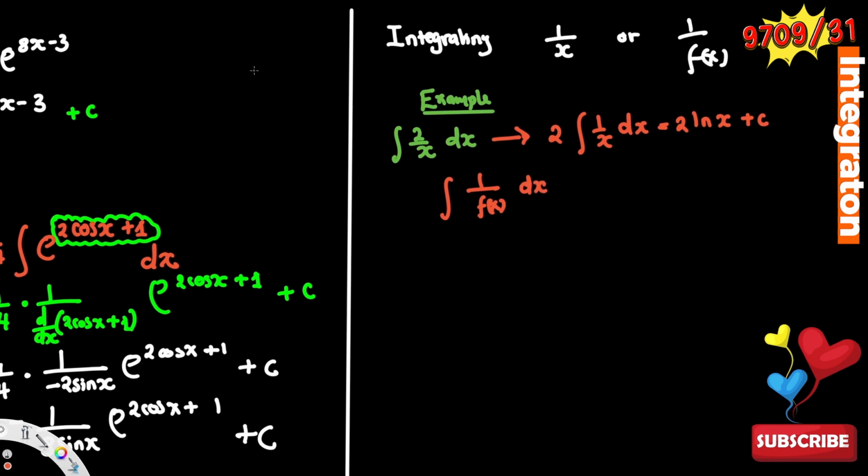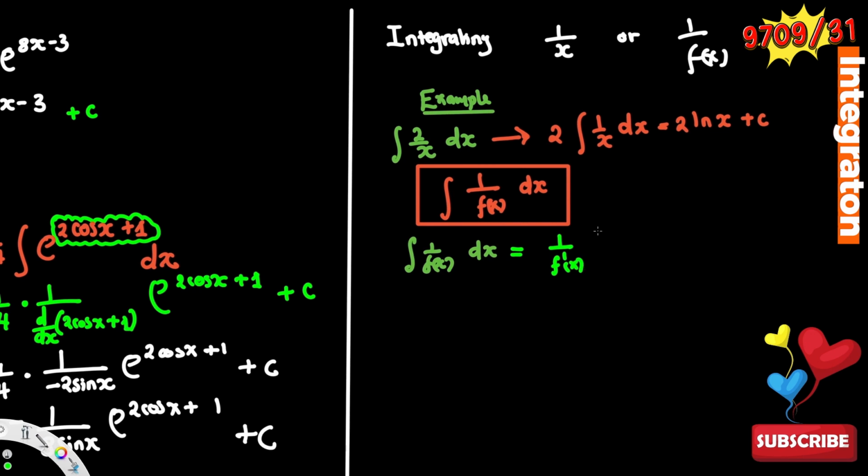But if you have a function, f of x is a function, we're going to say the integral of this is going to be given as 1 over the derivative of that function, then ln of that function, then plus c at that particular point.